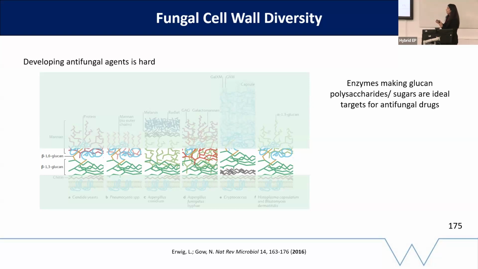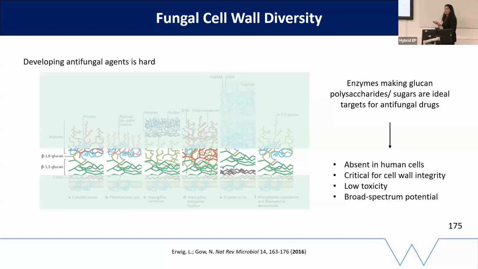The key thing is that these are all sugars, and the enzymes making these sugars are an ideal target for the development of antifungal drugs. Why is that? Because these enzymes are absent in humans. They are critical for cell wall integrity. They are low toxic and of course have broad-spectrum potential.